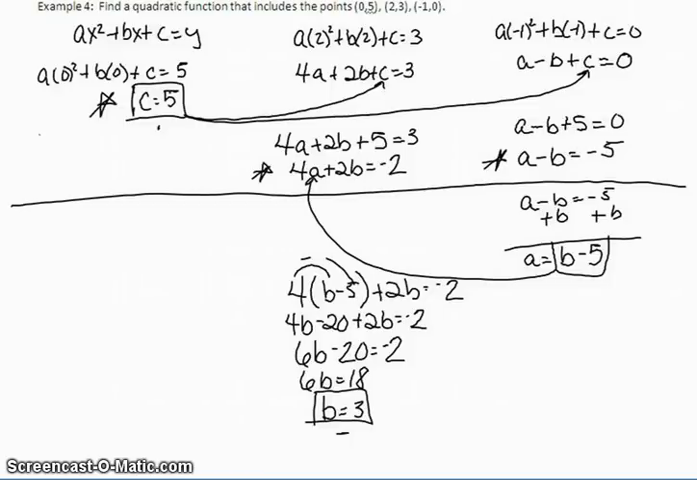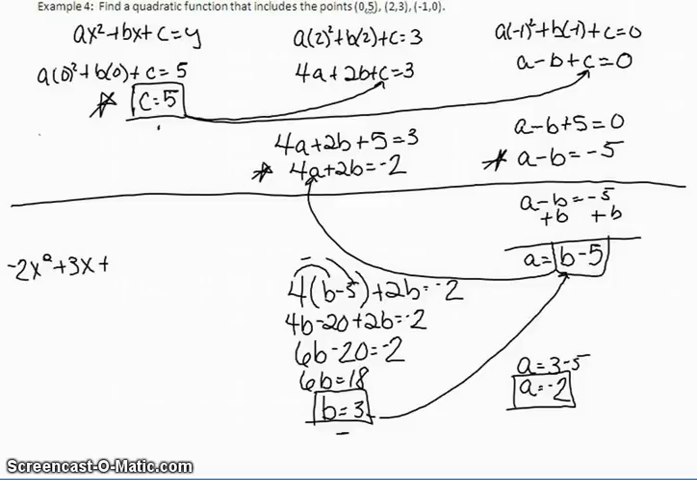Now one last substitution, and pop it in this other equation. So I have a equals 3 minus 5, a equals negative 2. So I have all values for my a, b, and c. So my general equation for the parabola that contains 0, 5, 2, 3, negative 1, 0 is negative 2x squared plus 3x plus 5 equals y.